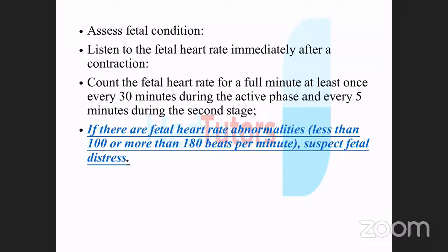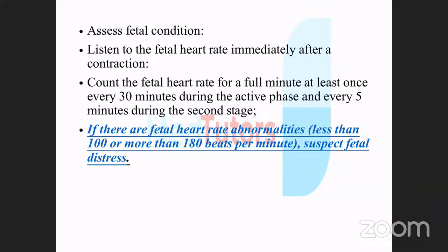Assess the fetal condition, which includes counting the fetal heart rate, which is done immediately after uterine contraction. It is counted for 1 whole minute every 30 minutes during the active phase of labor and every 5 minutes in the second stage of labor. If there are fetal heart rate abnormalities, such as a rate of less than 100 or more than 160, you suspect fetal distress.